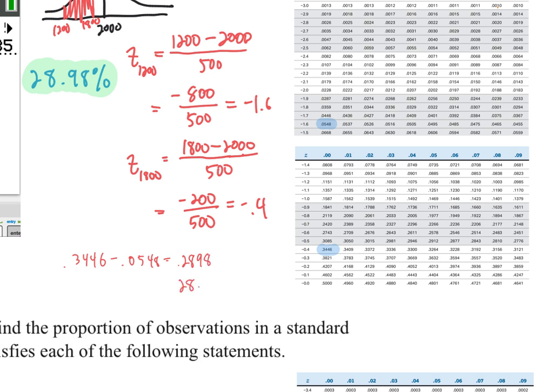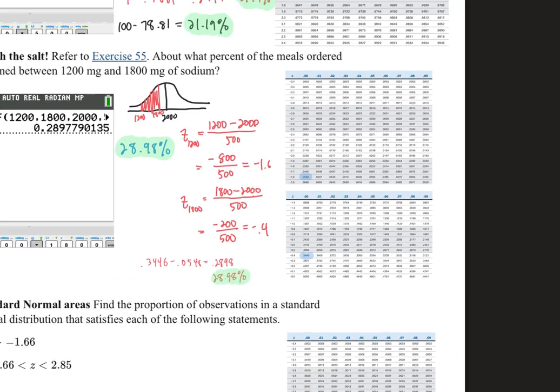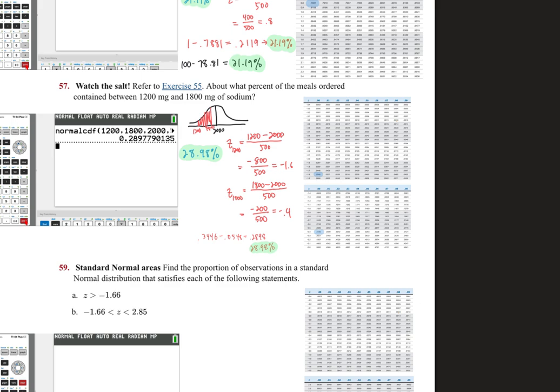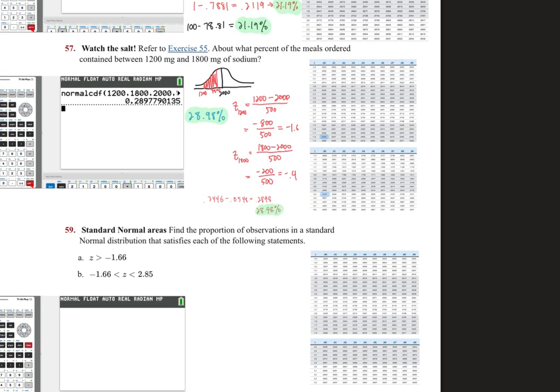So 28.98%. Okay, is that what we got before? Yes, that's exactly the same. Okay, so far they've been exactly the same, doing normal CDF or using table A.